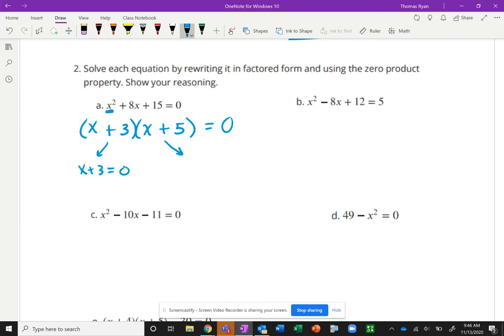Use ZPP. Well, x plus 3 could be the 0 value, or x plus 5 could be the 0 value. Solve the little baby equations. Boom, two solutions, -3, -5.